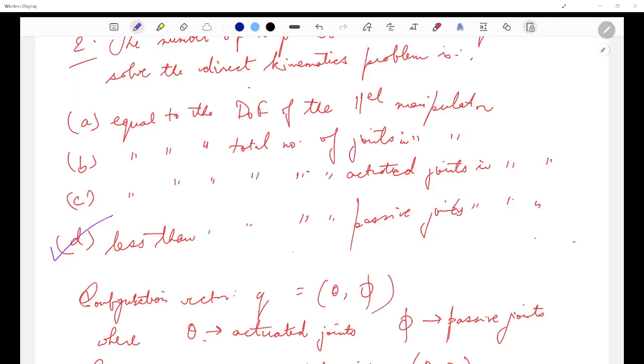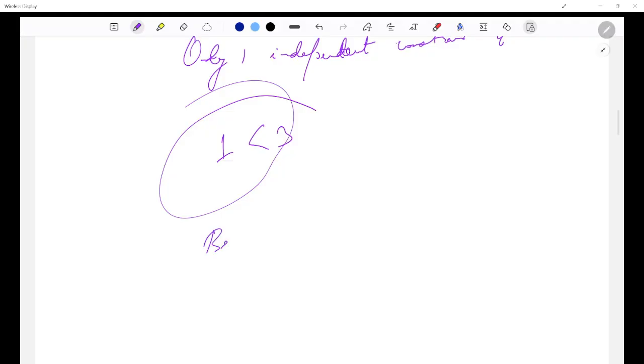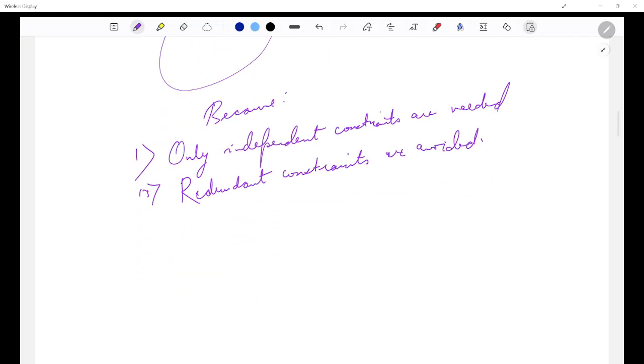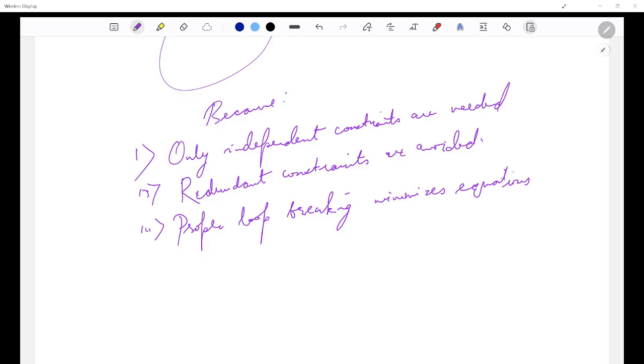Why? Because only independent constraints are needed, redundant constraints are avoided, and proper loop breaking minimizes equations. All right, so that is why it is less.